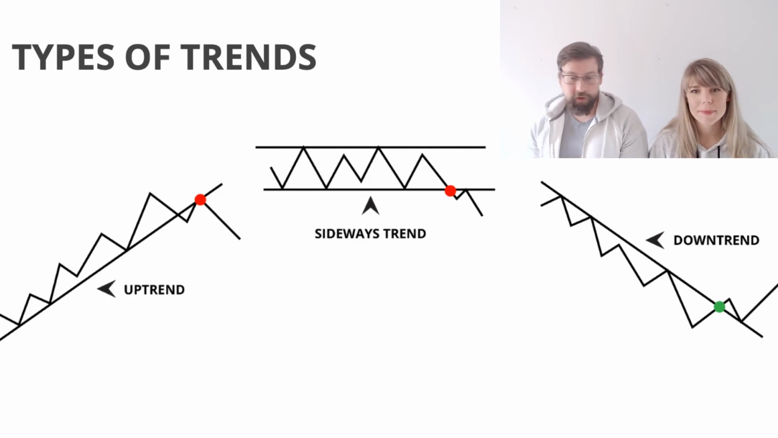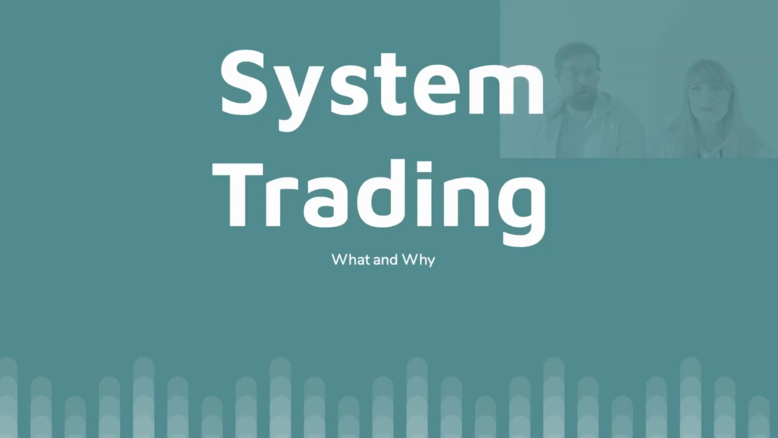So these are the three types of trends: uptrend, downtrend, and sideways. This is your classical definition of a trend, which is to say higher highs and higher lows equal an uptrend, lower highs and lower lows equal a downtrend. We're going to go over systems trading and trends.